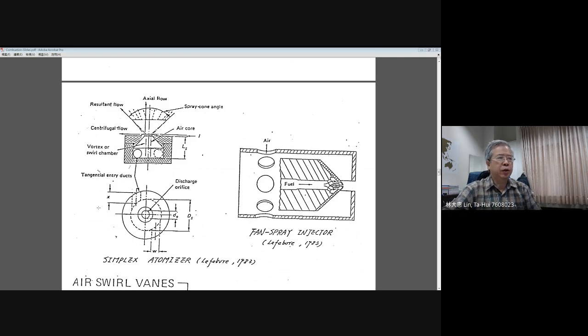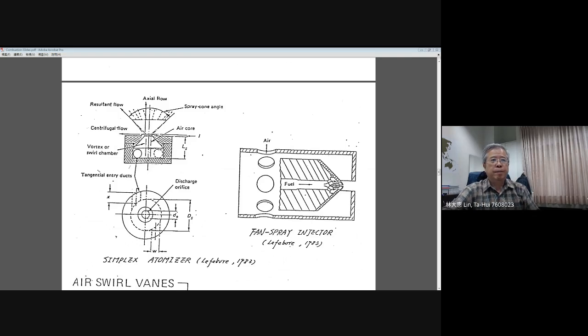Okay, this is the so-called simplex nozzle. And for this simplex nozzle, I will give you some examples later on, from the basic simulation to the detailed flow structure measurement. Then the other example is a fan spray injector, illustrated by Lefebvre in 1983. You can see air coming in and flowing from the outer tube, and the fuel coming from the center part, and they will mix together before they come out of the exit plane of the injector.